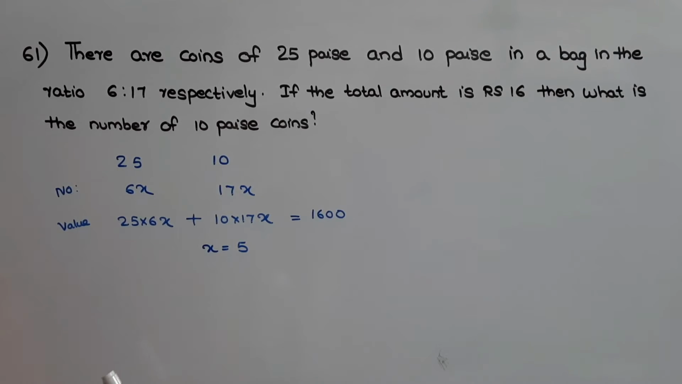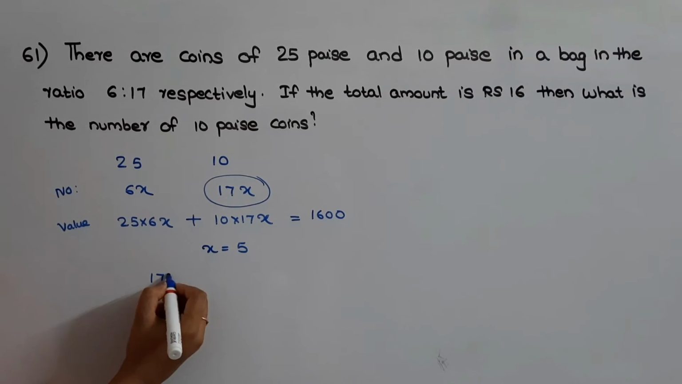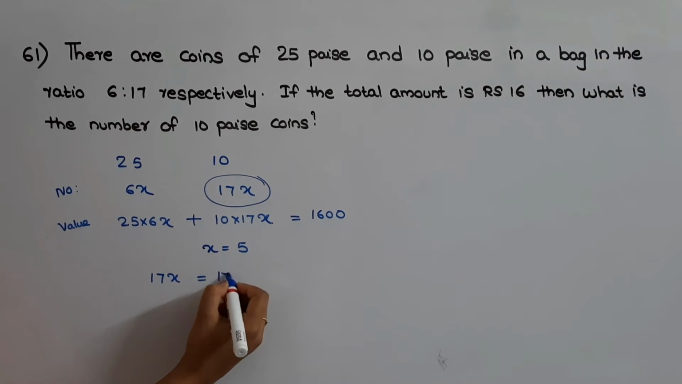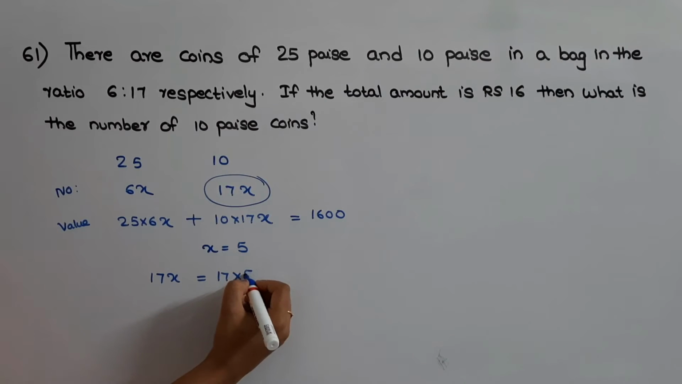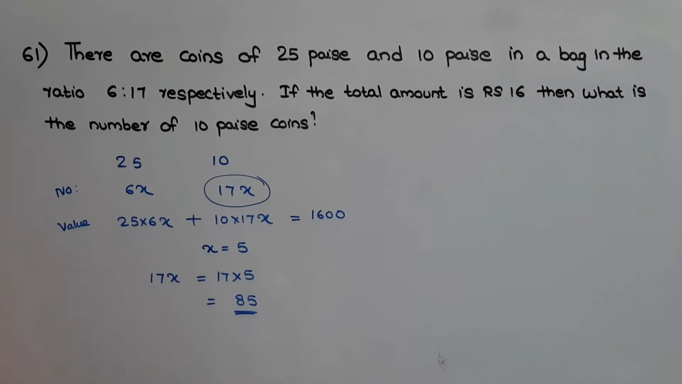So we need to find out the number of 10 paise coins. So what is the number of 10 paise coins? That is 17x. So that is equal to 17 into the x value we found as 5. So this is equal to 85. Okay. So the number of 10 paise coins will be 85.